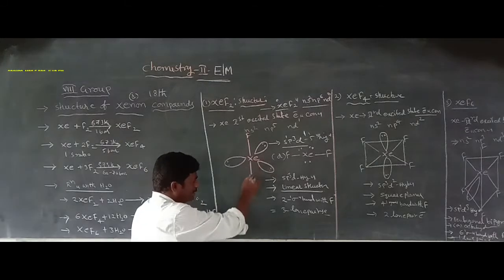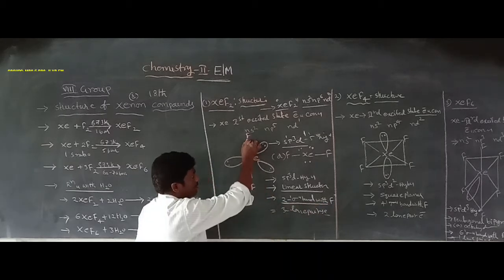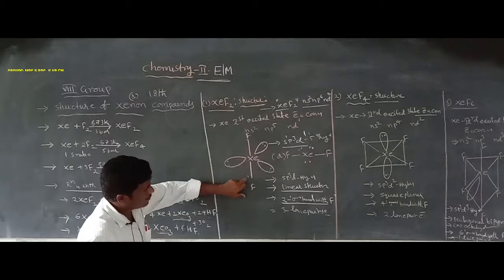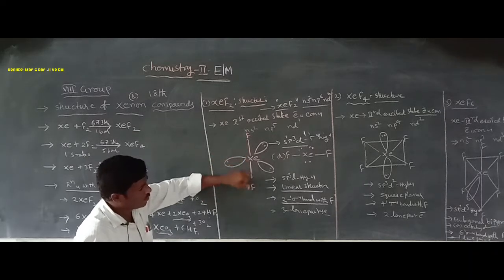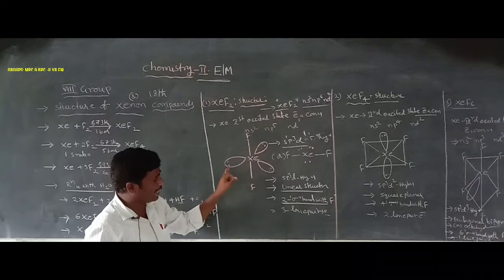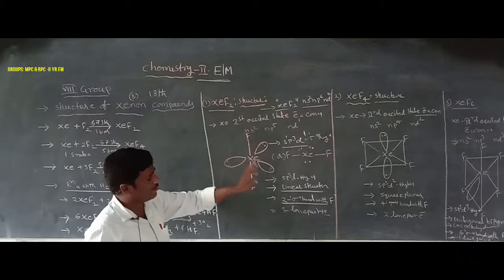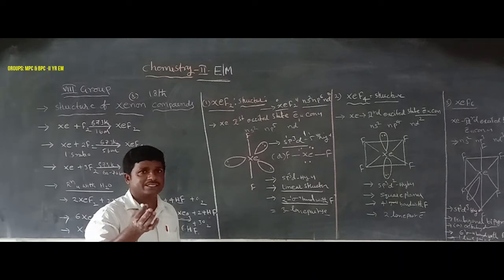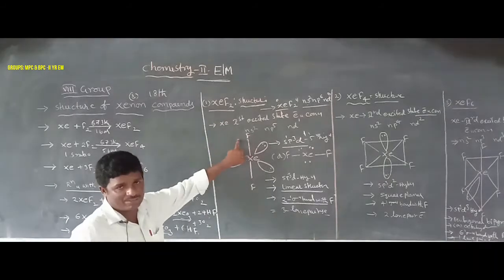Xenon bonding with the 2 fluorine atoms forms 2 sigma bonds. The remaining 3 are lone pairs: 1, 2, 3. The 2 sigma bonds with the 2 fluorine atoms give a linear structure, with sp3d hybridization forming 5 hybrid orbitals. That is the structure of xenon difluoride.